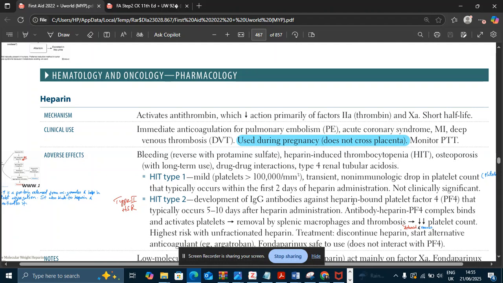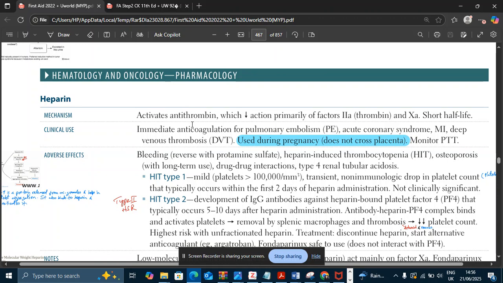Heparin, first, very important thing is the mechanism of action of heparin. Heparin activates antithrombin 3. So heparin is a molecule that comes and binds to the antithrombin 3. When heparin binds to antithrombin 3, it gets activated. When antithrombin 3 gets activated, it decreases the action of factor 2A and factor 10A. This is the mechanism of action of heparin.